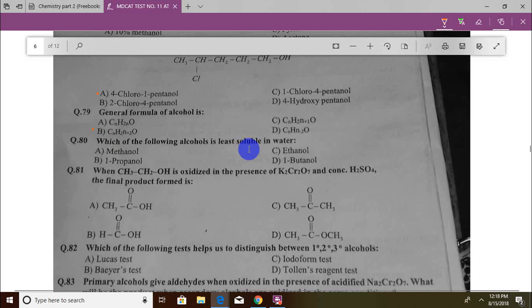So which of the following alcohols is least soluble in water? What is the solubility of alcohols dependent on? Two factors: hydrogen bonding and the length of the hydrocarbon chain. The smaller the hydrocarbon chain, the more soluble. They're asking for the least soluble, I believe. So methanol, propanol, ethanol, and butanol. This one was fairly simple.